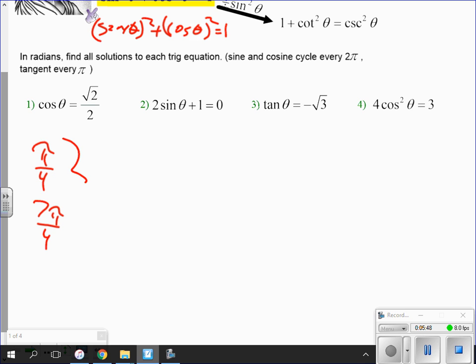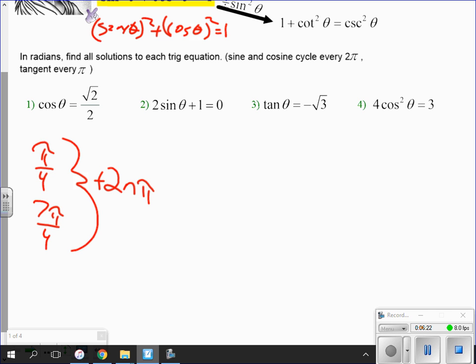You say, I'm going to take those and add to that 2n pi. Let me explain what that means. Well, 2n pi is 2 pi times n, and n is an integer. n stands for any integer value. If I put 0 in for n, what do I get? I get these two.